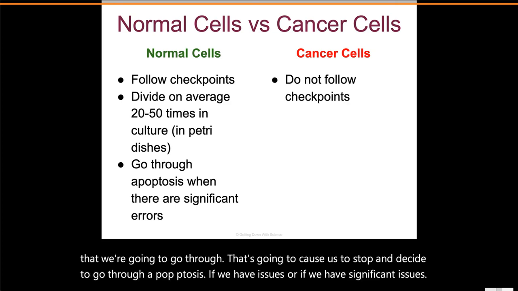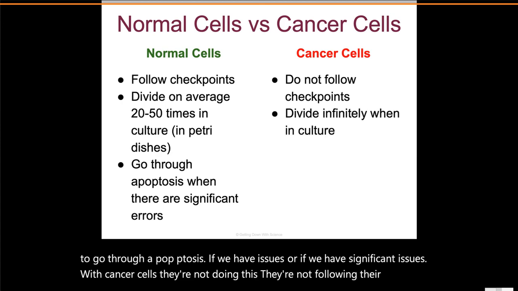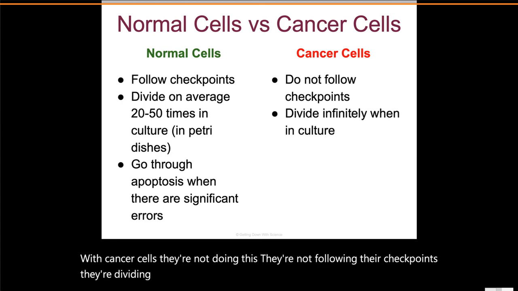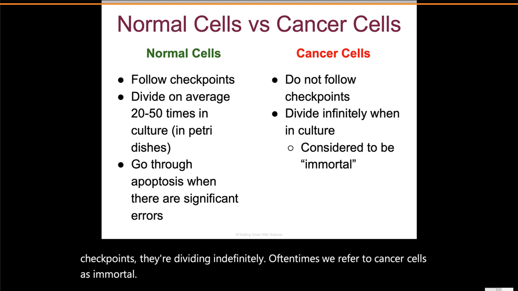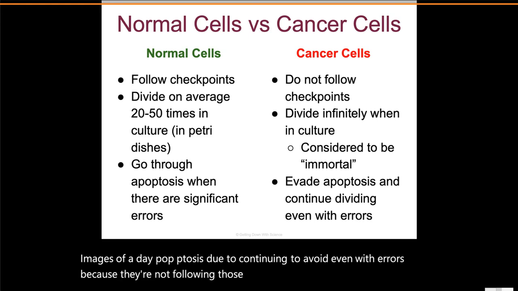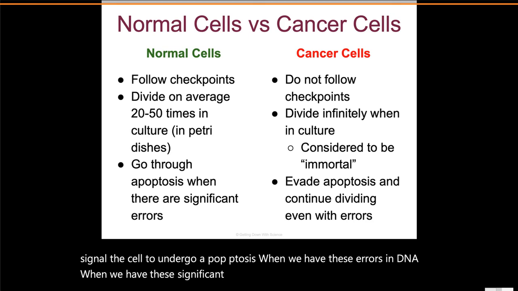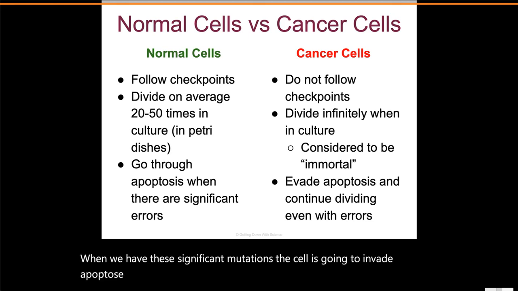With cancerous cells, they're not doing this. They're not following their checkpoints. They are dividing indefinitely. Oftentimes, we refer to cancer cells as immortal. And these evade apoptosis due to continuing to divide even with errors. Because they're not following those checkpoints, because we're not able to signal the cell to undergo apoptosis when we have these errors in DNA, when we have these significant mutations, the cell is going to evade apoptosis and continue to divide.